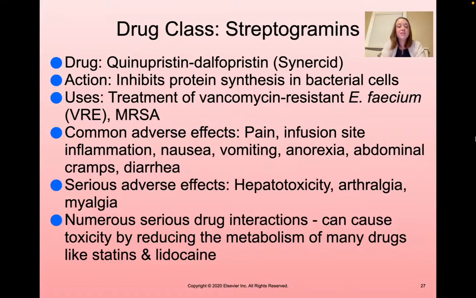Streptogramins, such as quinupristin, dalfopristin, or Synercid, work by inhibiting protein synthesis in bacterial cells. We use them for the treatment of vancomycin-resistant E. faecium, VRE, as well as for MRSA. They have some common adverse effects like pain, inflammation at the infusion site, nausea, vomiting, anorexia, abdominal cramps, diarrhea. They also can cause some severe adverse effects with hepatotoxicity, arthralgia, and myalgia. They have numerous serious drug interactions as well. They can cause toxicity by reducing the metabolism of many drugs like statins and lidocaine. So these really have to be used with caution.